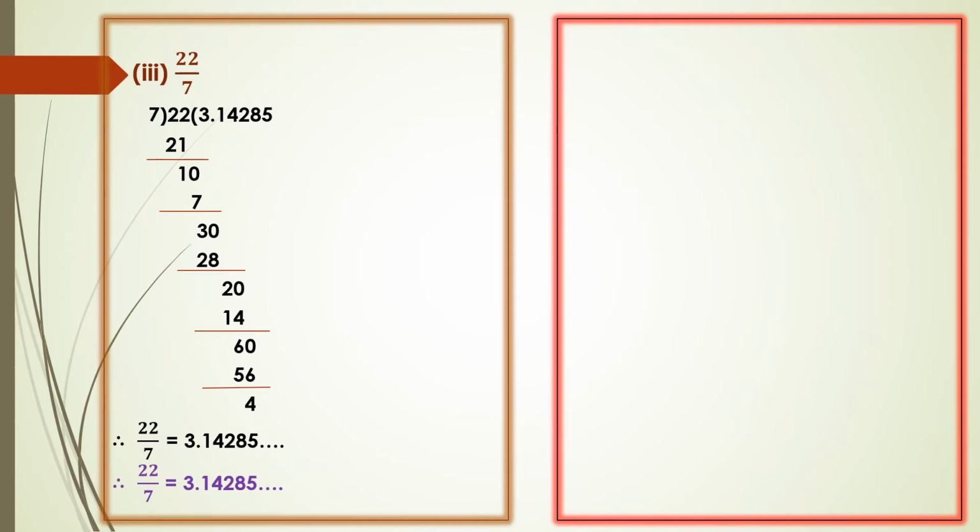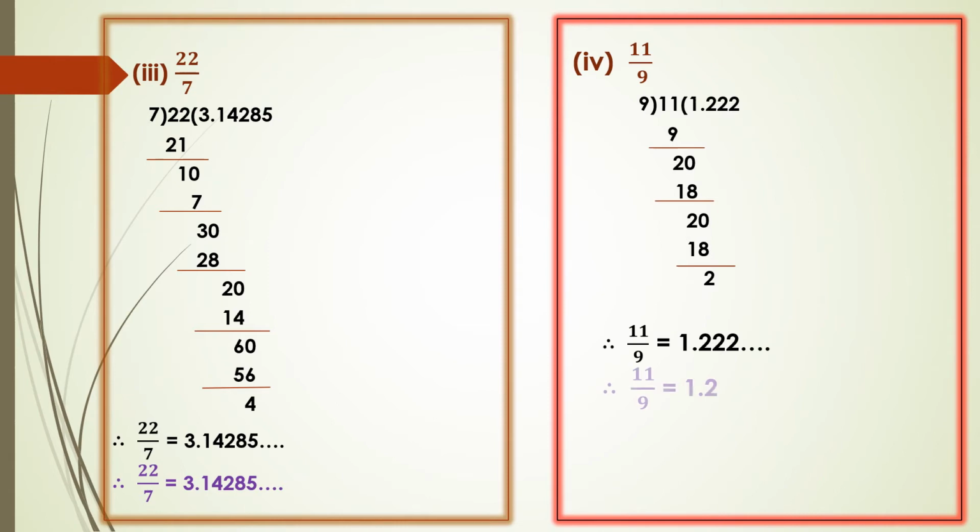Clear? So your next question is 11 by 9. Divide it. Here you can observe that 2 is repeating, so I can put 2 bar. Here, why I stopped till here is because it is enough till here. If you want, you can continue this and check whether it continues or not. Okay, children? So let us go to the next problem.